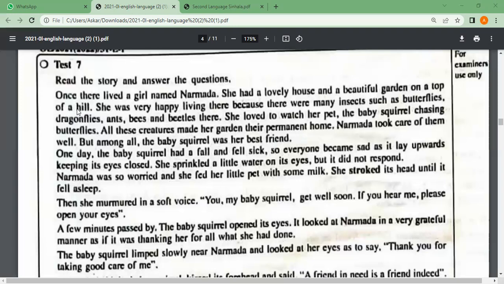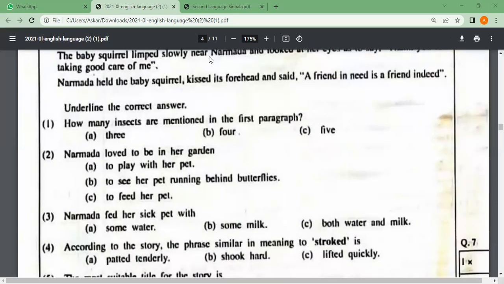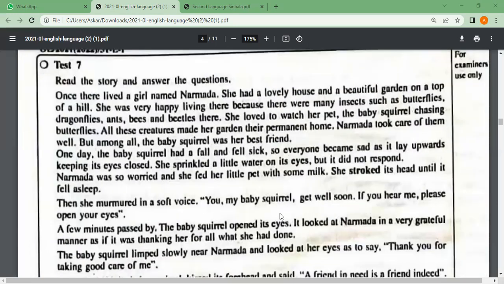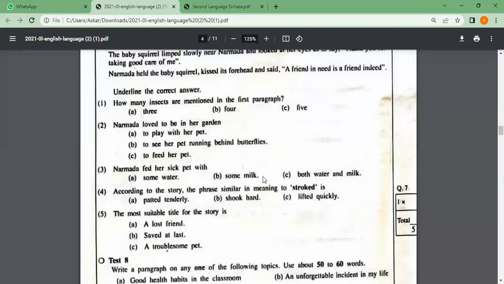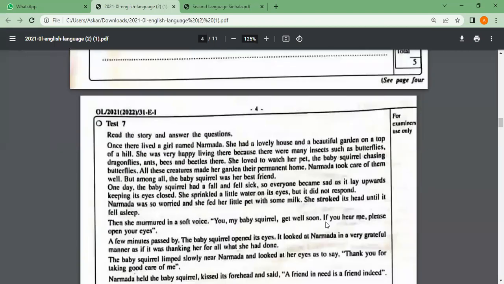A few minutes passed by. The baby squirrel opened its eyes. It looked at Narmada in a very grateful manner, as if it was thanking her for all she had done. So the baby squirrel limped slowly near Narmada and looked at her eyes as if to say, "Thank you for taking good care of me." Narmada held the baby squirrel, kissed its forehead, and said, "A friend in need is a friend indeed."